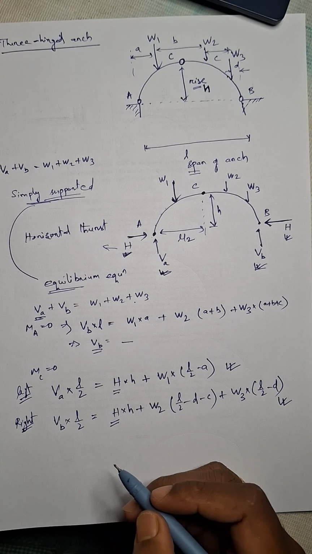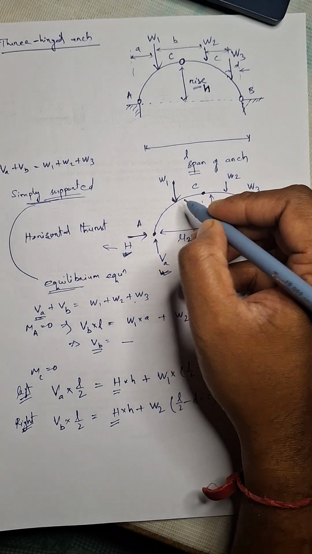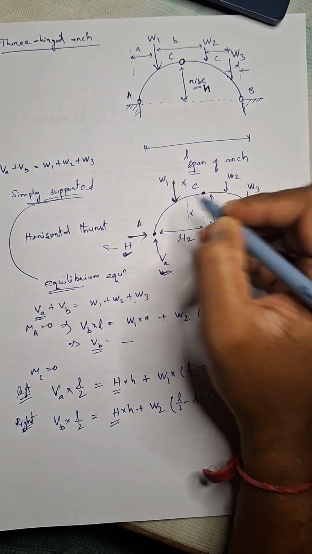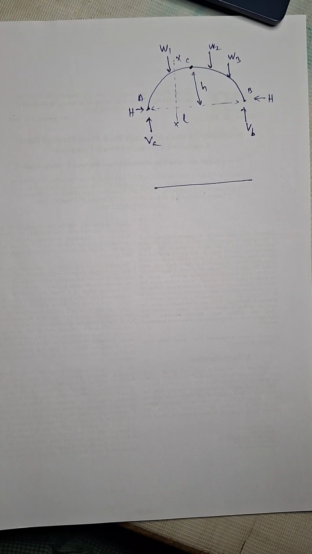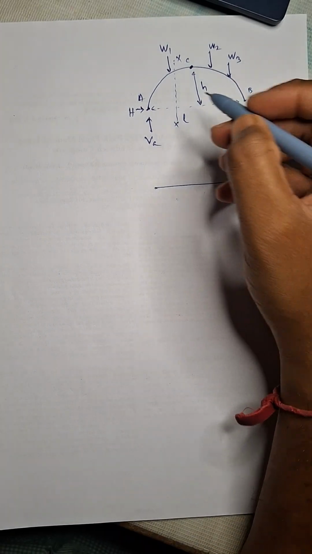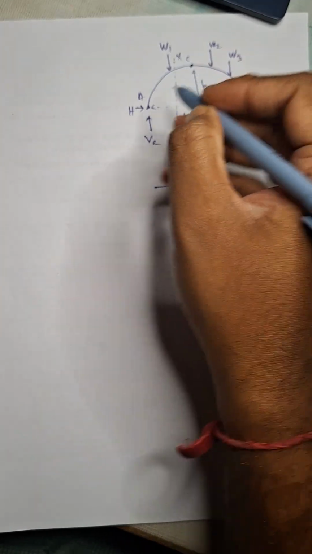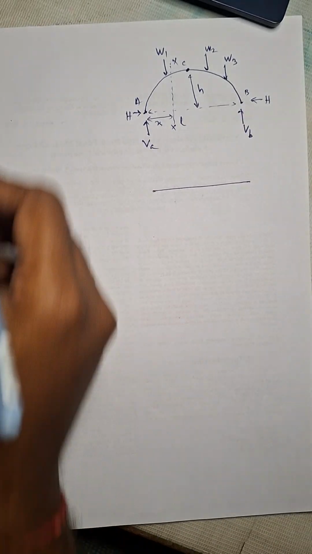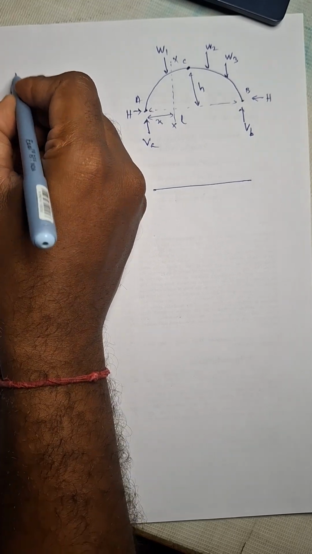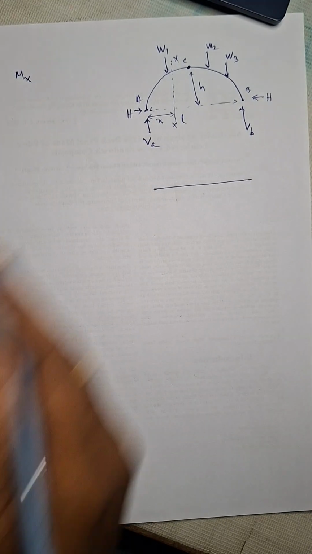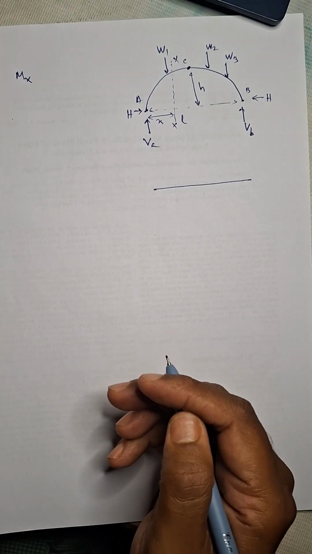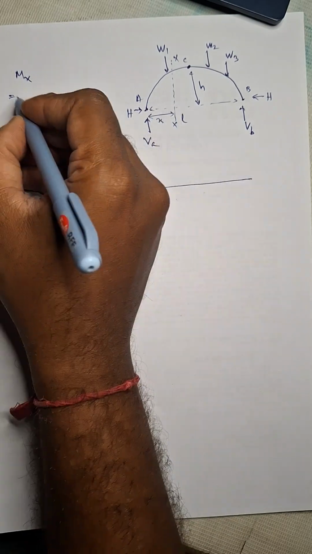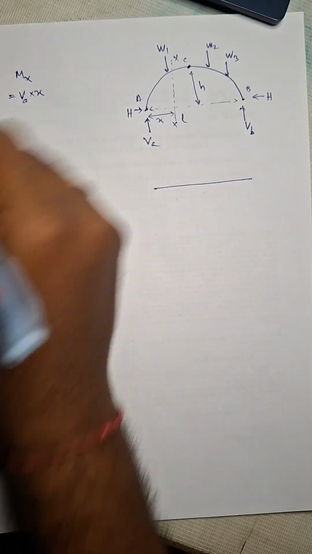Now we have to find out shear force and bending moment at any cross section. Let's consider this is a cross section x and x. We need to find out the bending moment or shear force at any cross section x. So let's consider this distance is x, and we need to find out the moment at cross section x, Mx. Considering the left part, if I find the moment, what will be the moment? VA into x.